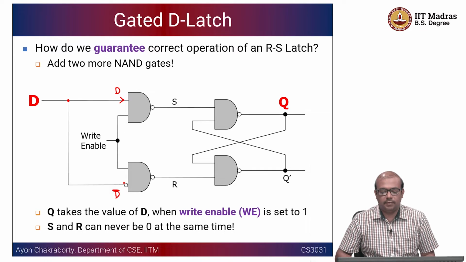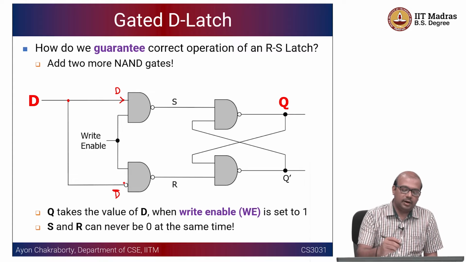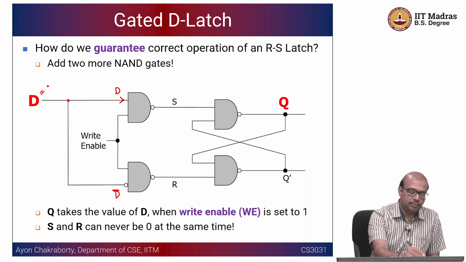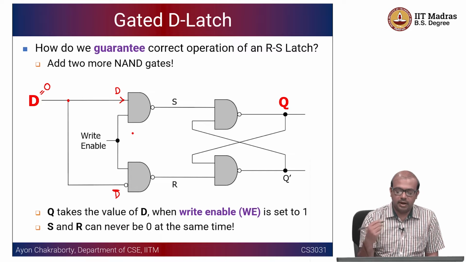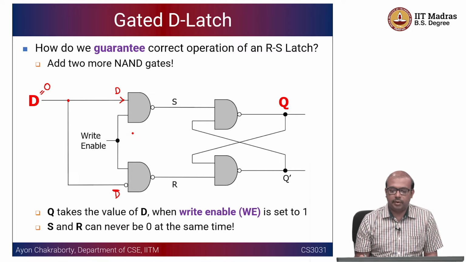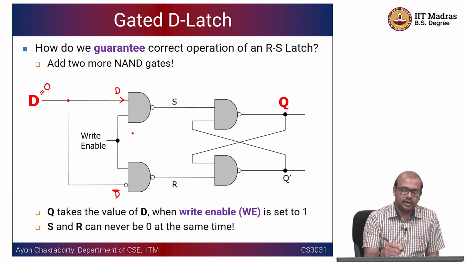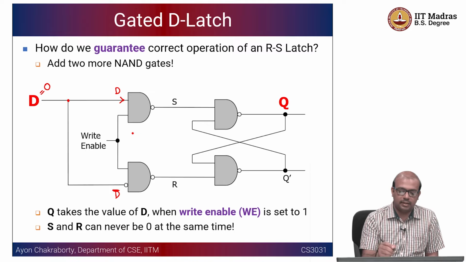For example, we can think of, let's say, D equal to 0, and write enable is going to enable whether we want to change the value of Q or not. So you want to say yes, I want to enable that, otherwise you are not able to touch this circuit.